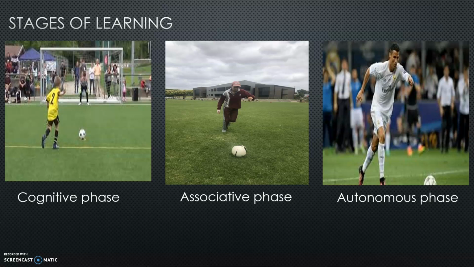The final stage, which is the autonomous stage, is where movements are accurate, consistent, and efficient. Most movements are controlled automatically. The final stage is where a skilled player will be found, as they have good technique with their movement concepts.